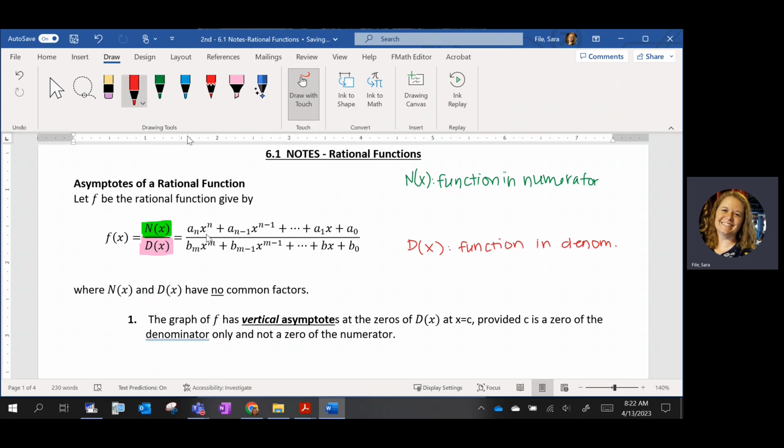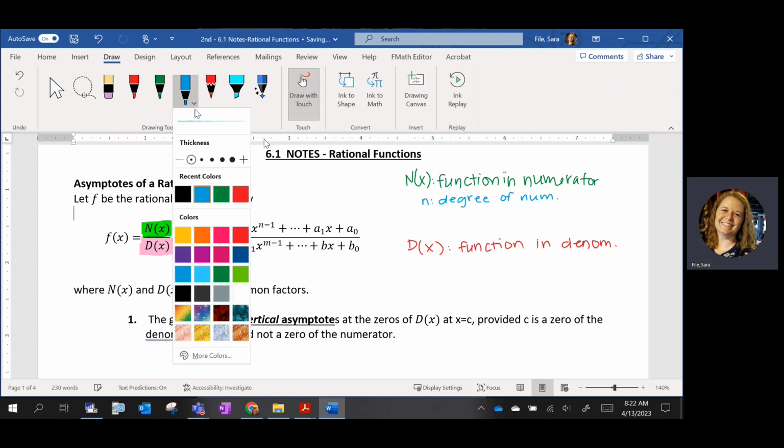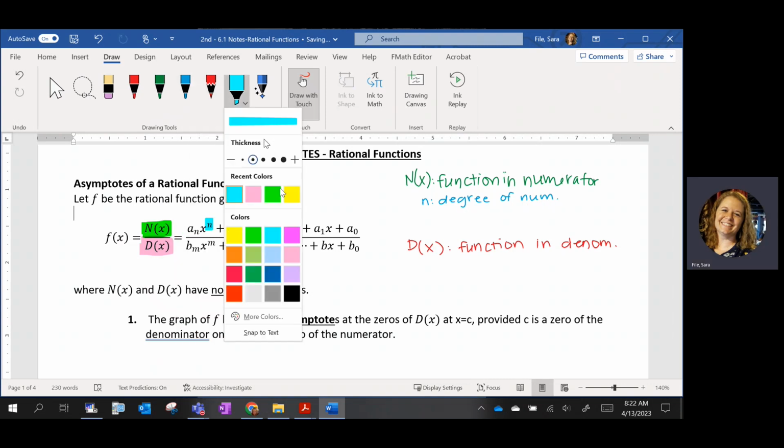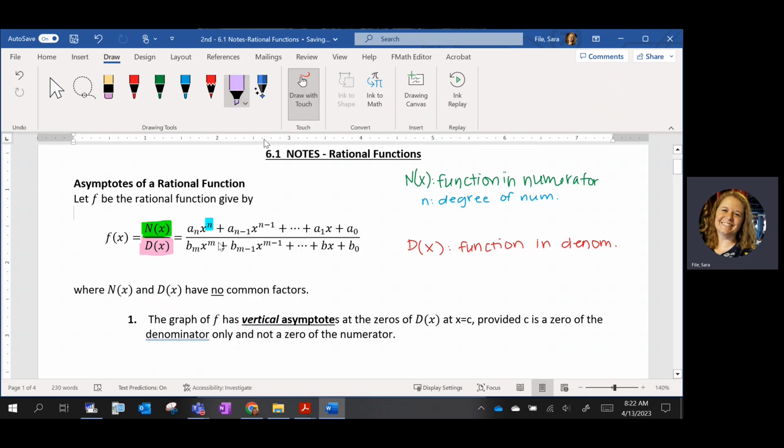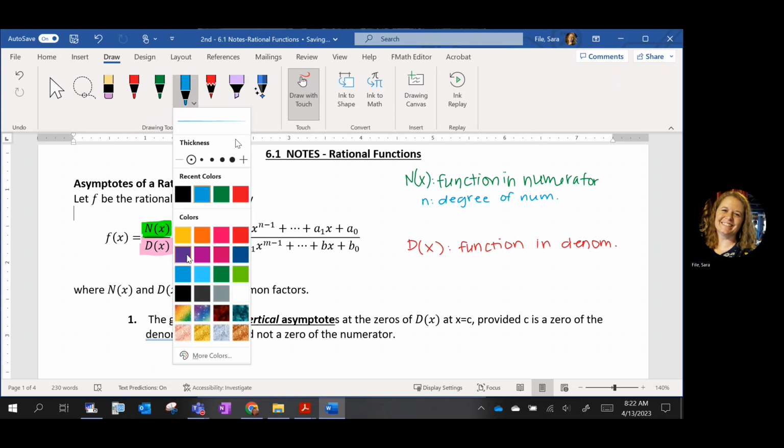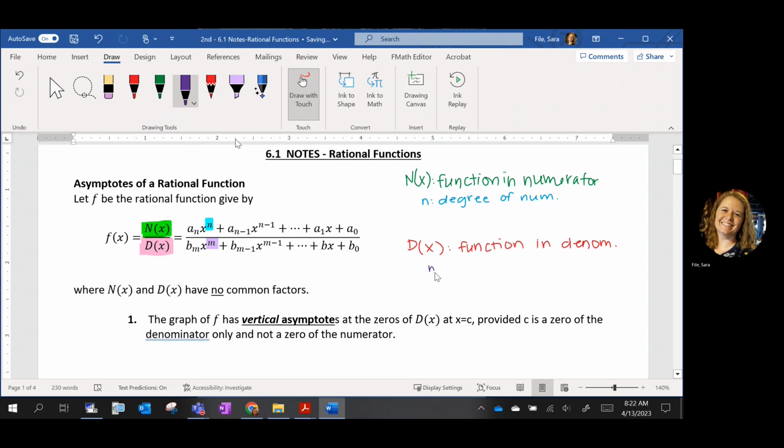So in the numerator, we use n for the degree. Okay, so n is the degree of the numerator. And since we're going to have two different degrees, we're going to have a degree in the numerator and a degree in the denominator, we have to use a different letter. So we use m. So m is the degree of the denominator.